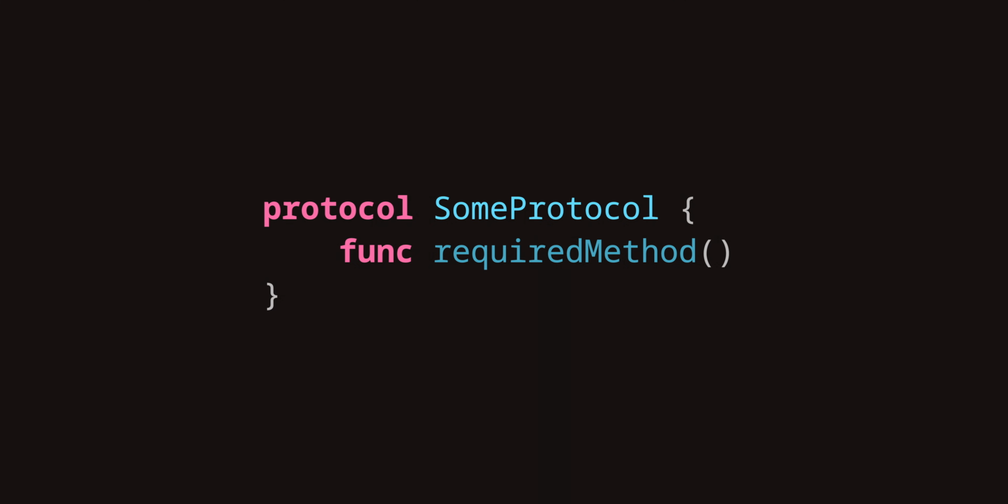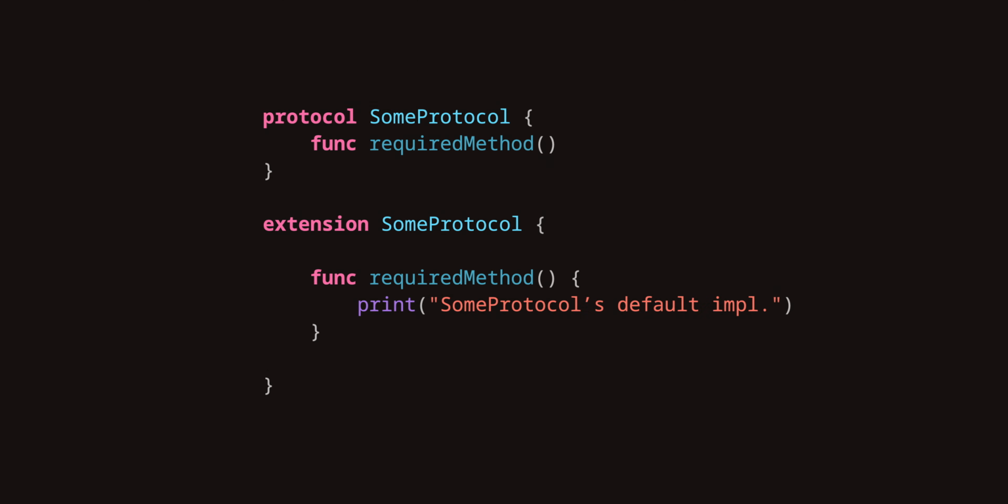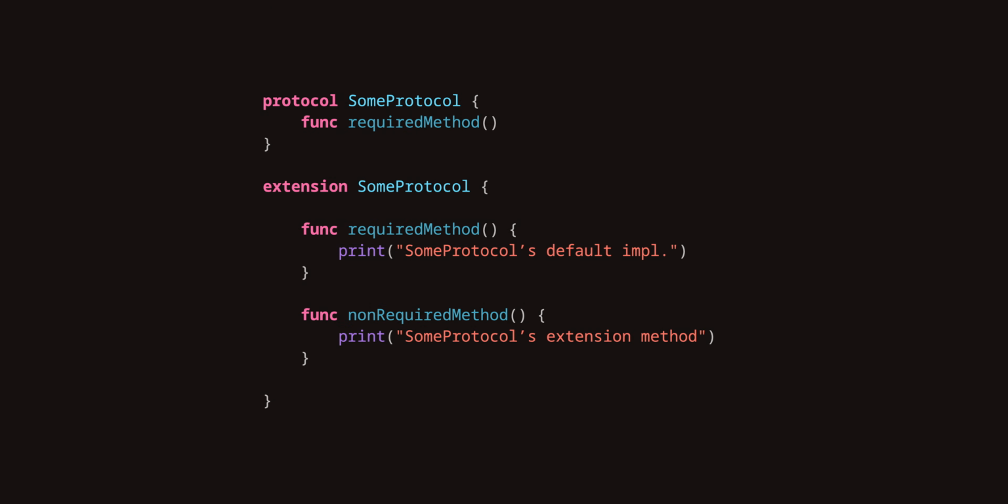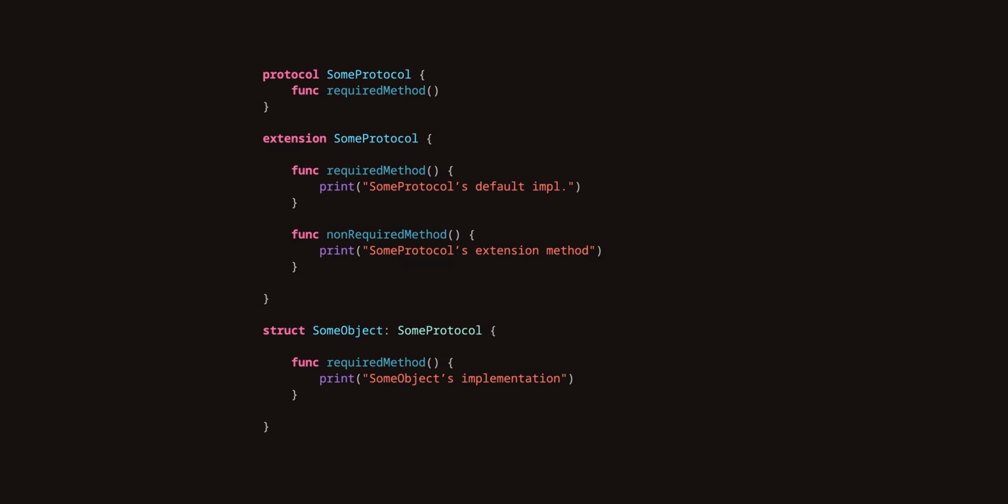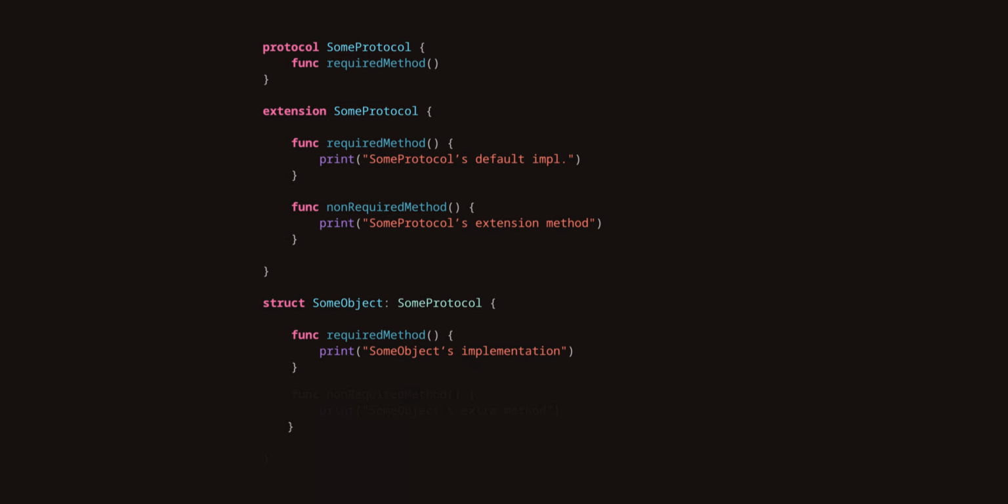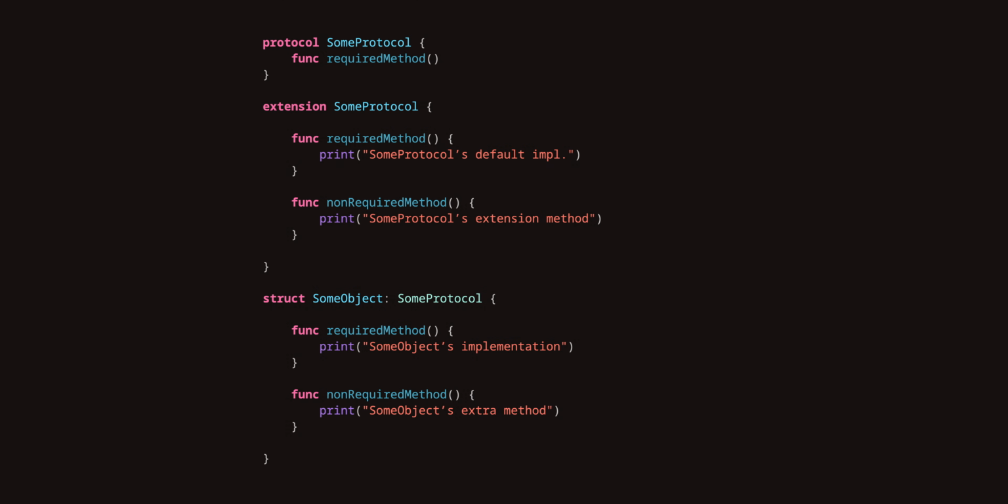The tricky situation is this. You've got a protocol with one required method. This method has a default implementation in the protocol extension. The extension also declares another method that's not part of the protocol. Then, in the conforming object, you implement the protocol's required method, even though it's got a default implementation. But this object also declares a method whose signature matches the non-required method in the protocol extension.